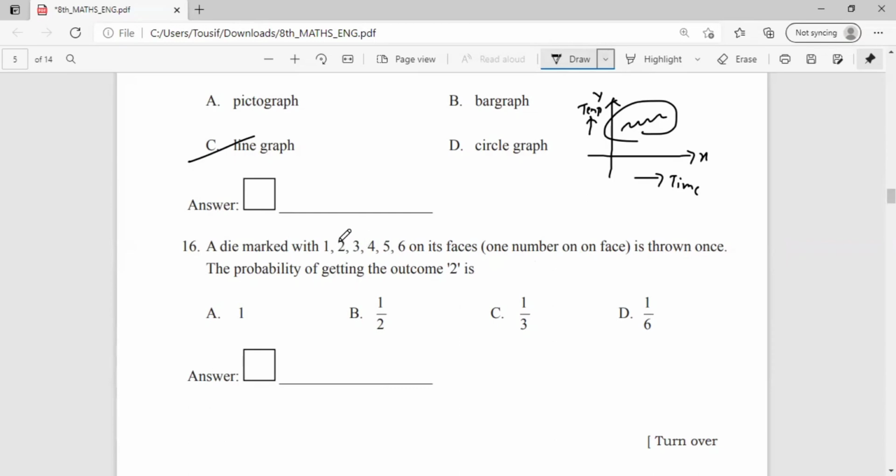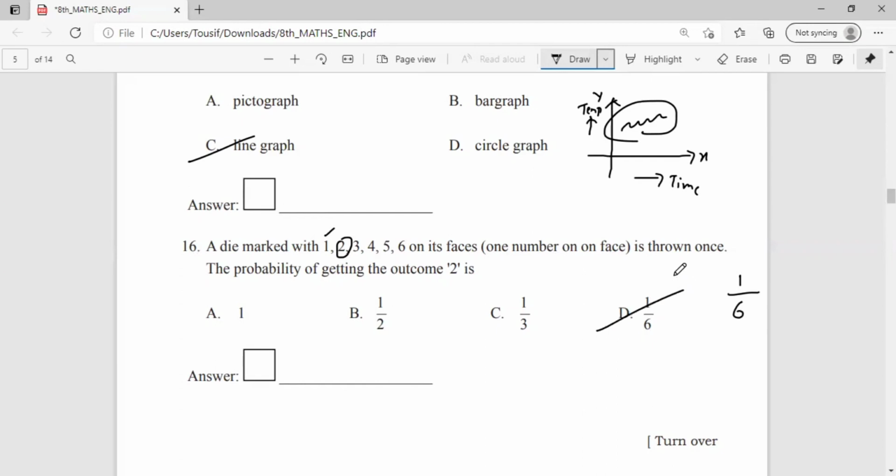It is repeated just once. So our answer is going to be 1 divided by the total number of outcomes. How many outcomes are there in total on the dice? Totally 6 outcomes are there, right? Because 6 numbers are represented on the dice, that is 1, 2, 3, 4, 5, 6. So 1 divided by 6, 1 by 6. As you can see, option D is similar to our answer. Option D is the right answer.